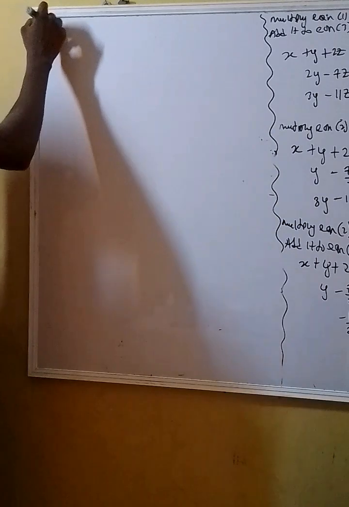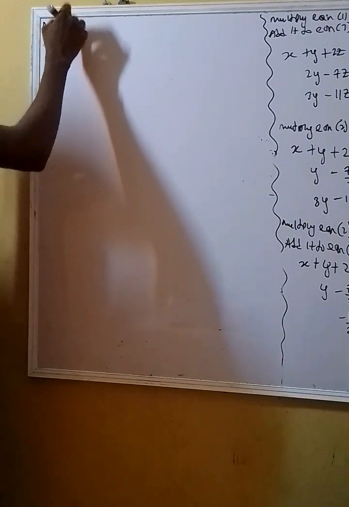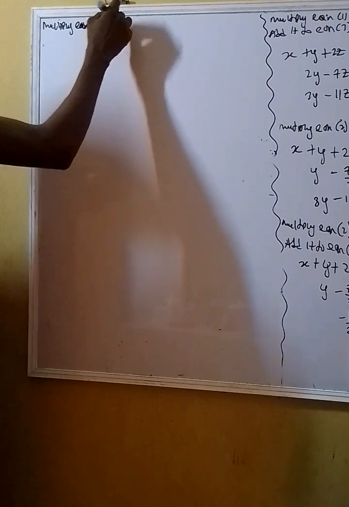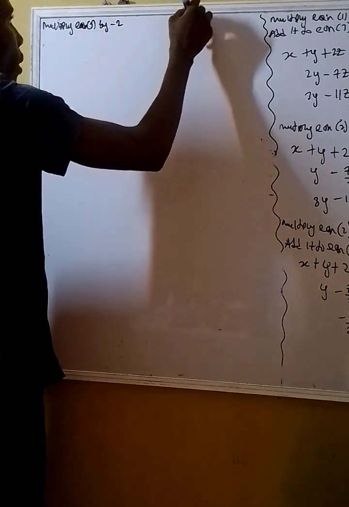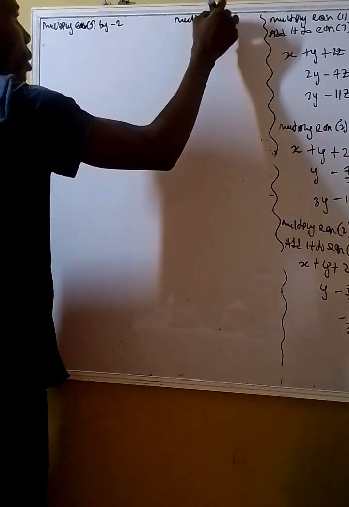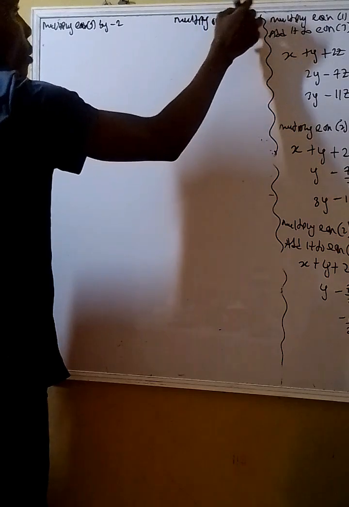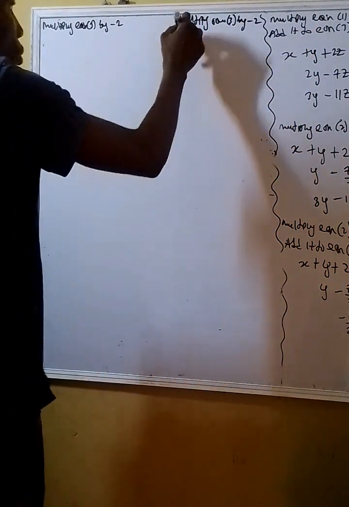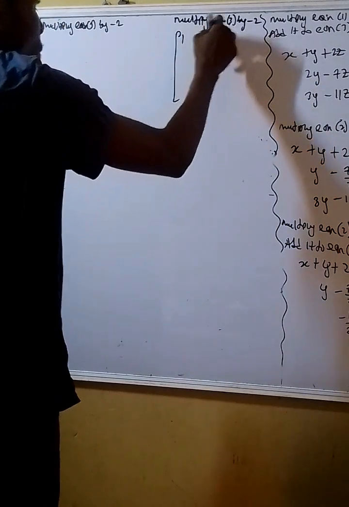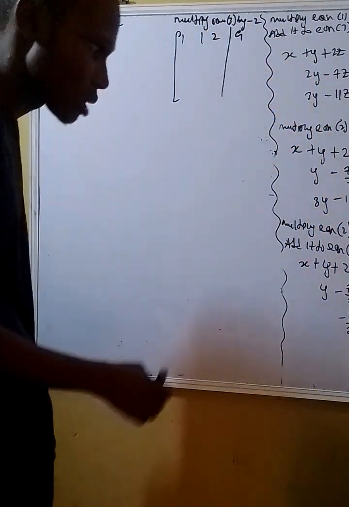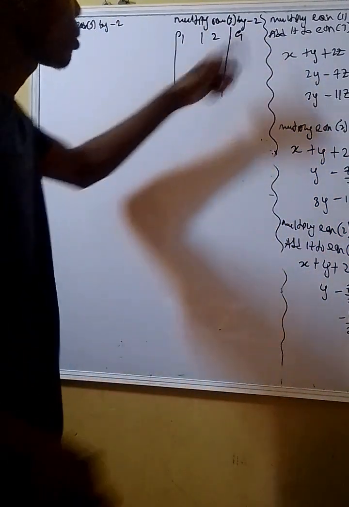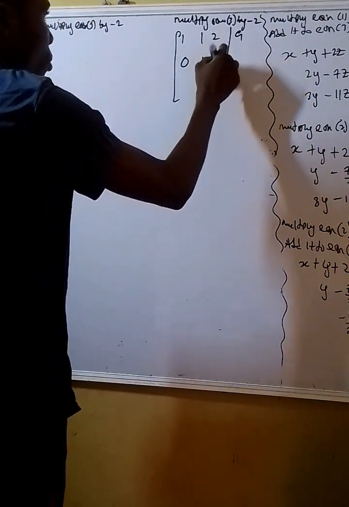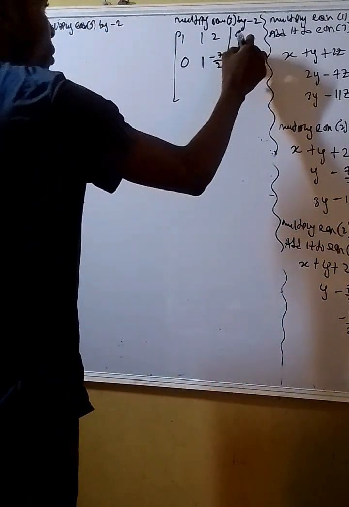So putting on that, we can say multiply equation 3 by negative 2. I will say multiply row 3 by negative 2. So from that aspect now, nothing concerns the equation 1. You have 1, you have 1, you have 2, you have 9, right? Then under equation 3 is our problem, so you have 0, 1, you have negative 7 over 2, then you have negative 17 over 2.